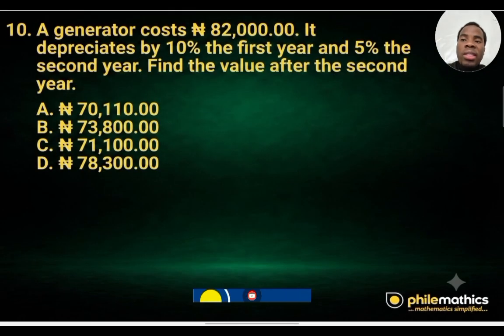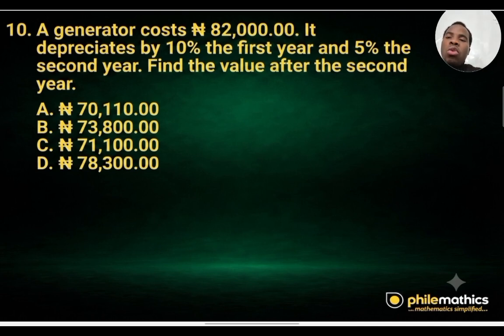This is a question on depreciation, and by depreciation we simply mean the drop in value of any commodity. So when you buy a commodity today, just know that the value of that commodity has dropped. So the question says a generator costs 82,000 naira. It depreciates by 10% the first year and 5% the second year. Find the value after the second year.